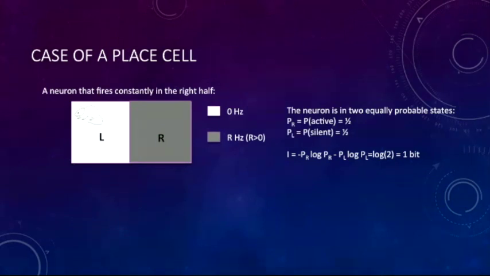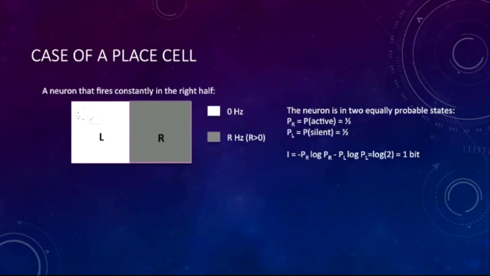I can easily compute the probability that the cell is active: the probability that the animal is on the right side is equal to 1/2. The probability that the animal is on the left side, which is the probability that the cell is silent, is also 1/2, right? The sum of the two probabilities is equal to 1, sure. And then the information, very simply, if you remember what I told you before, is the sum over these two possible states, and if you do the math, it is equal to log 2, which is by definition 1 bit.